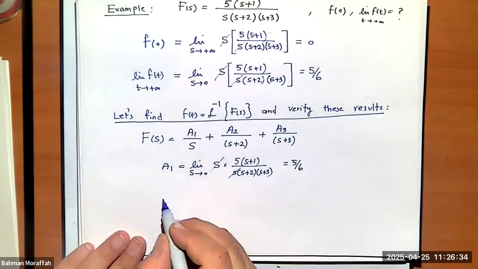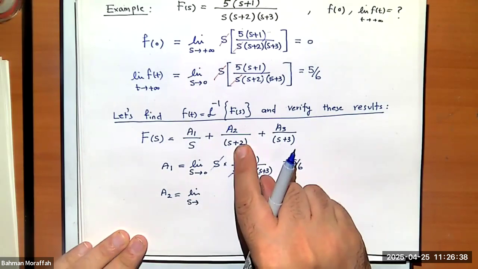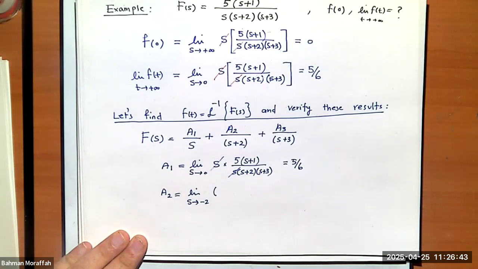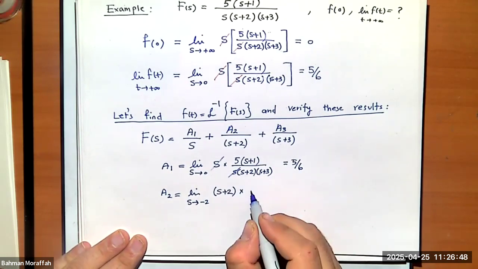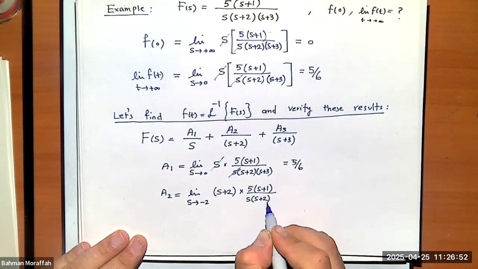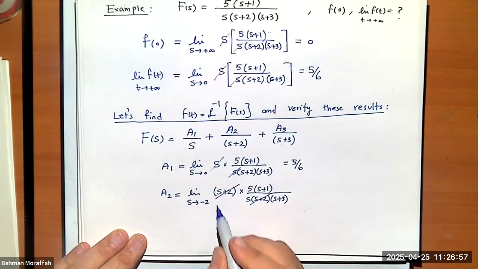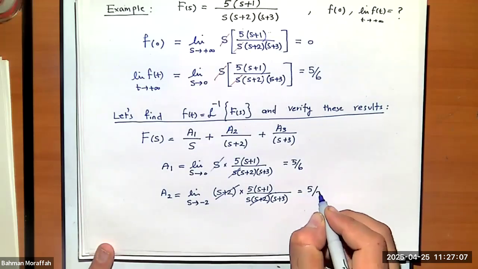I can do the same thing for a2. a2 is the limit when s goes to the pole, which is negative 2, of s minus the pole, so it's s plus 2, times F of s, which is 5 times (s + 1) divided by s times (s + 2) times (s + 3). Again, this and this cancel each other out. This is a very simple limit as well. I just need to set s equal to negative 2, and that's 5 over 2.